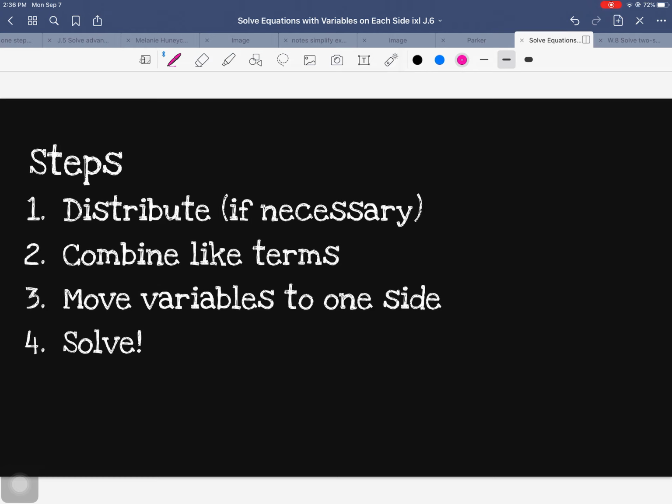Now, it doesn't matter what side we move our variables to, but they just need to be together on one side. But as always, when you are solving an equation, you're doing the inverse operation. If you do it to one side of the equation, you have to do it to the other as well. So if you need to press pause to get this in your notes, please do so.